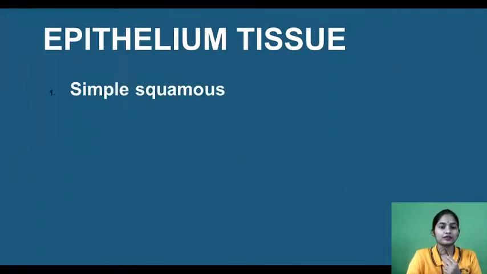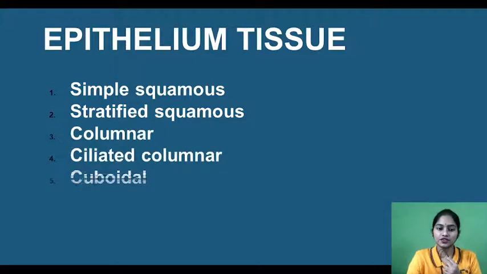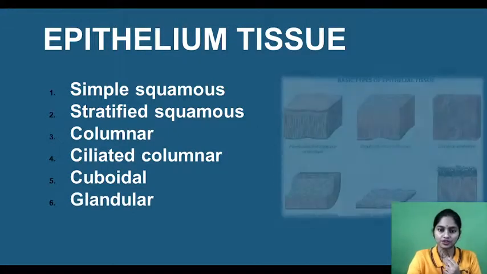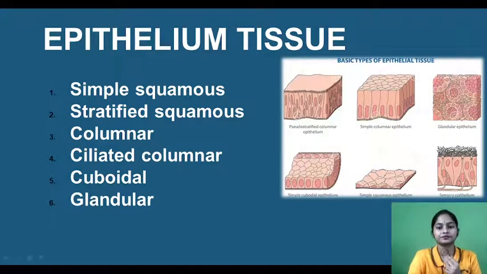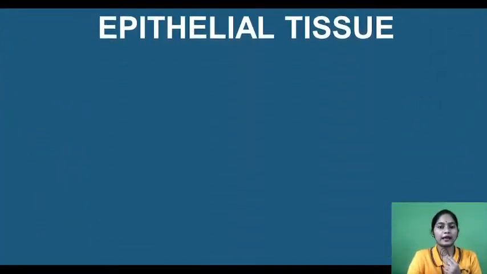Epithelium tissue, see, they also have different types. First one is simple squamous, stratified squamous, columnar, ciliated columnar, cuboidal and glandular. So 6 types of epithelium tissues are there. See, these are stratified columnar, simple columnar, glandular, simple cuboidal, simple squamous and sensory. So there are different types of epithelium tissues. So let's move ahead. Epithelial tissue.